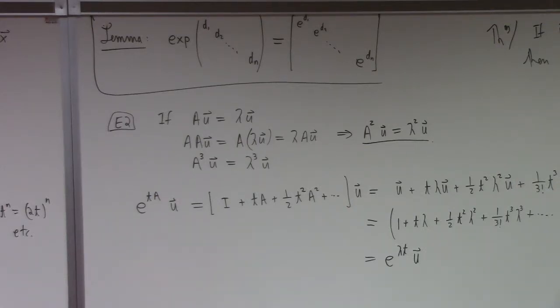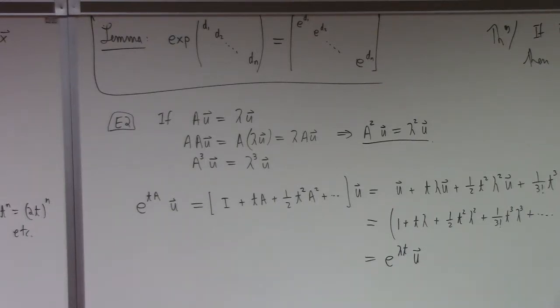Now, the reason I can do that is that lambda I commutes with t times a minus lambda I. How do I know that? Well, lambda times I is a scalar multiple of the identity matrix. The identity matrix times a number will commute with any other matrix. So in this particular case, I have e to the a plus b is e to the a times e to the b. These matrices commute, so I do have laws of exponents here.